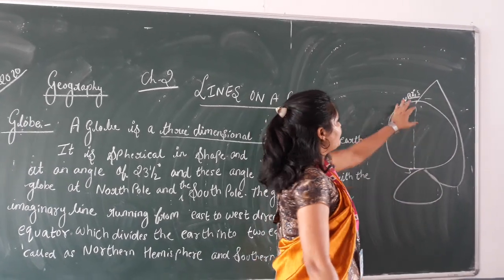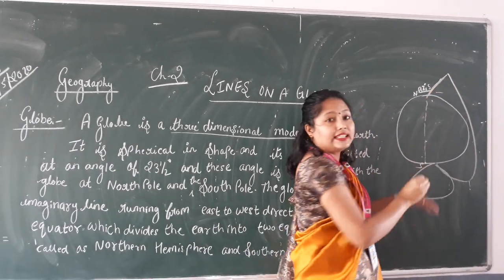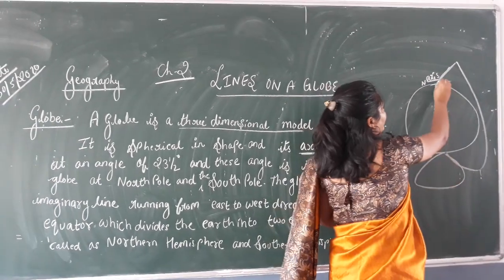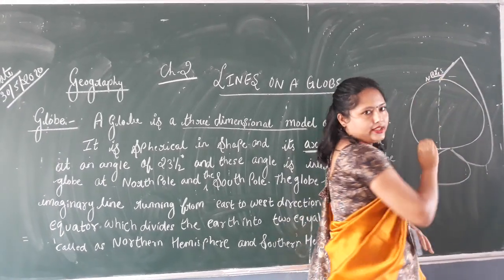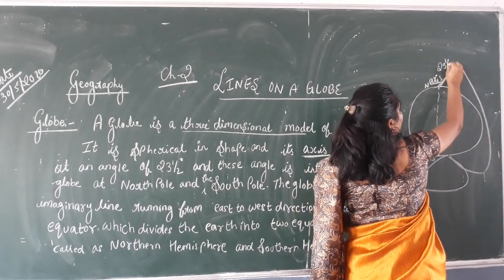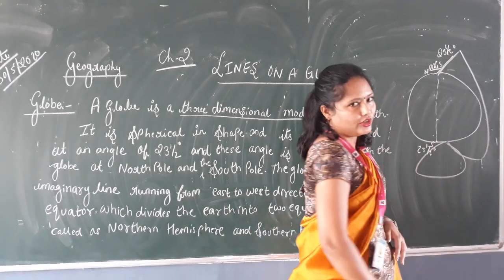And there is one more thing. This axis is tilted. Tilted means a little bent. Because of this bending, it forms an angle over here. What is that angle? It is this 23.5 degrees. So, you got it, the globe.